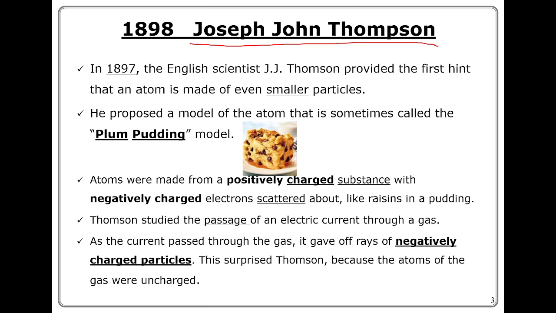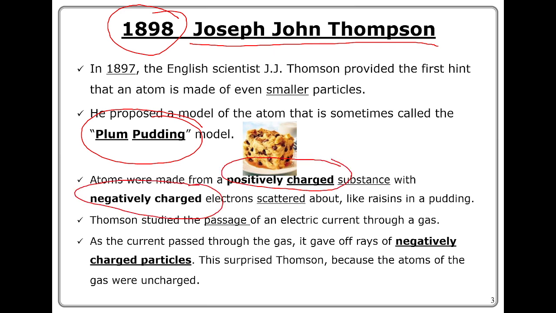Then we go to another man by the name of Joseph John Thomson. That is 1898, roughly around 100 years after John Dalton. Now, according to him, his model was based on a plum pudding, which says that matter is formed of positively charged species and negatively charged species aligned in a similar way to how raisins are aligned in a pudding. So a positive charge and a negative charge are aligned this way, like the small brown spots that you have in pudding.